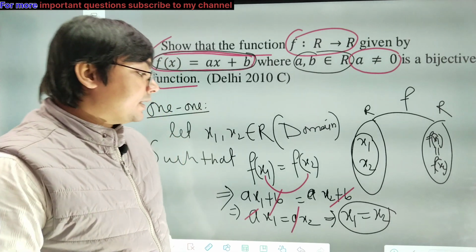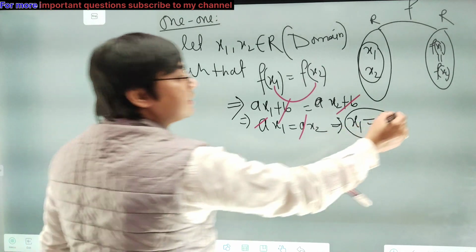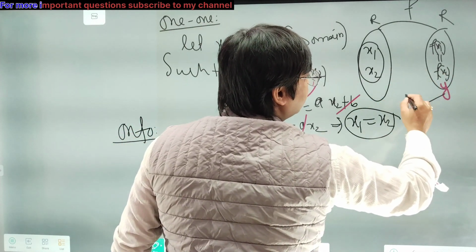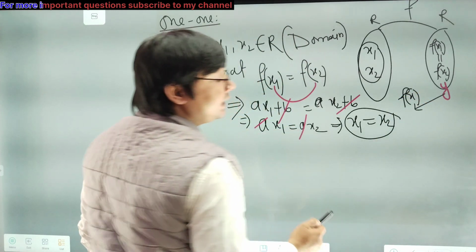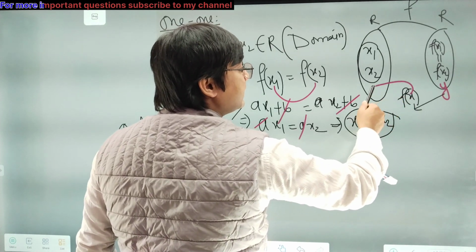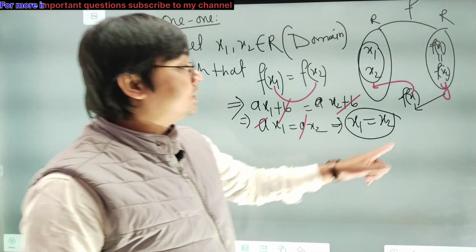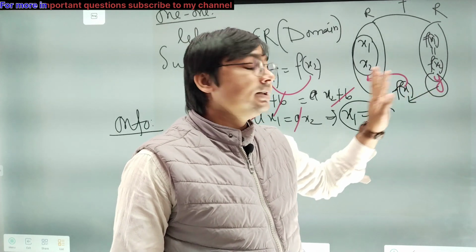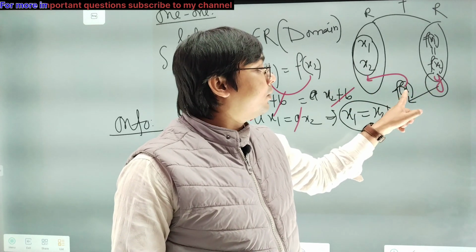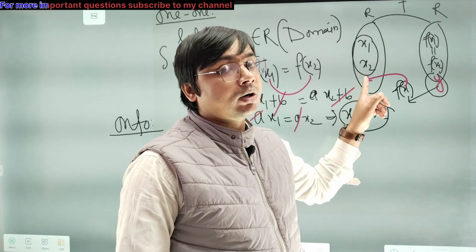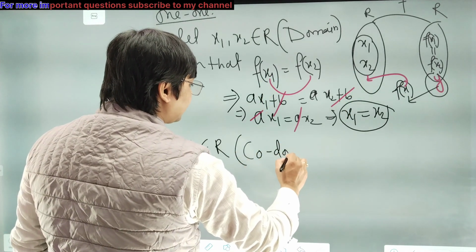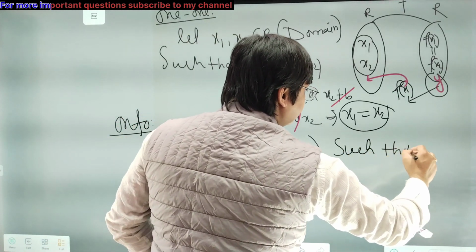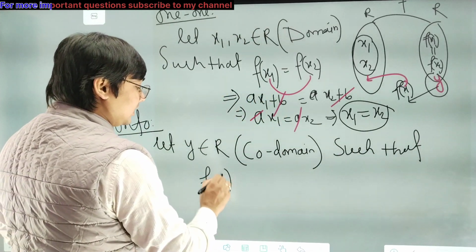So the function is one-one. Now come to onto. What we do here, just consider any element y in this set, the codomain, and suppose we consider f of x equal to y. Then we need to verify whether this x is in the domain or not. That means we consider any arbitrary element in the codomain such that f of x is equal to that element, and now we need to verify whether this x is in the domain set or not.